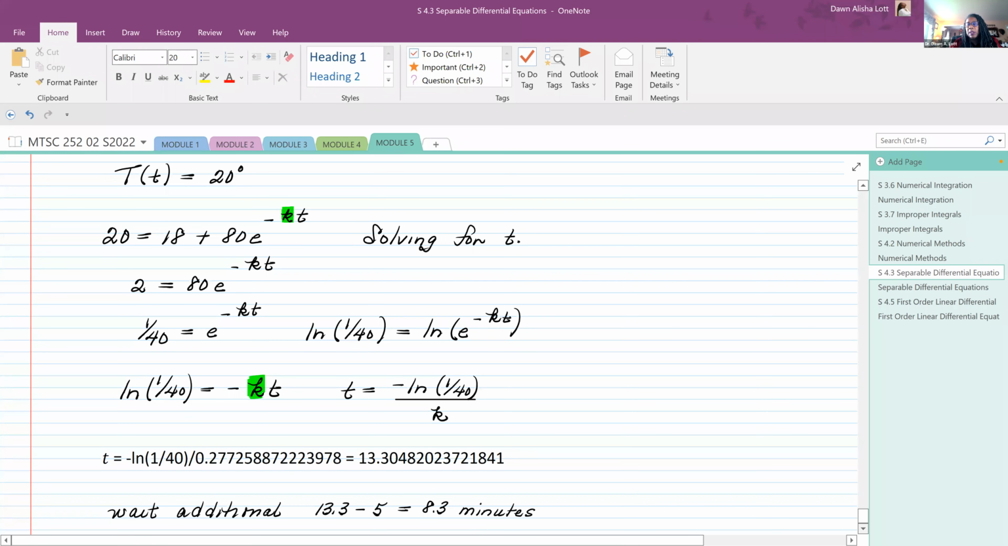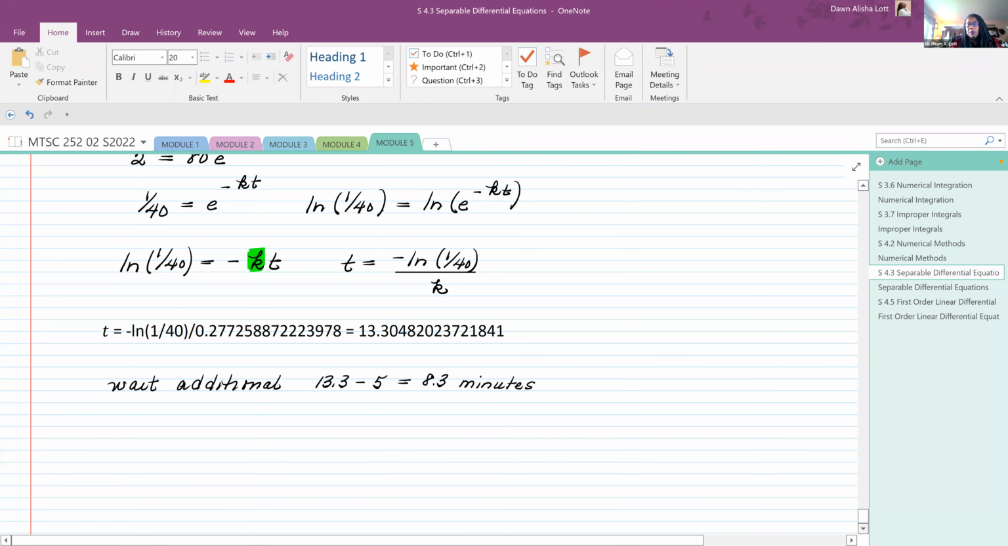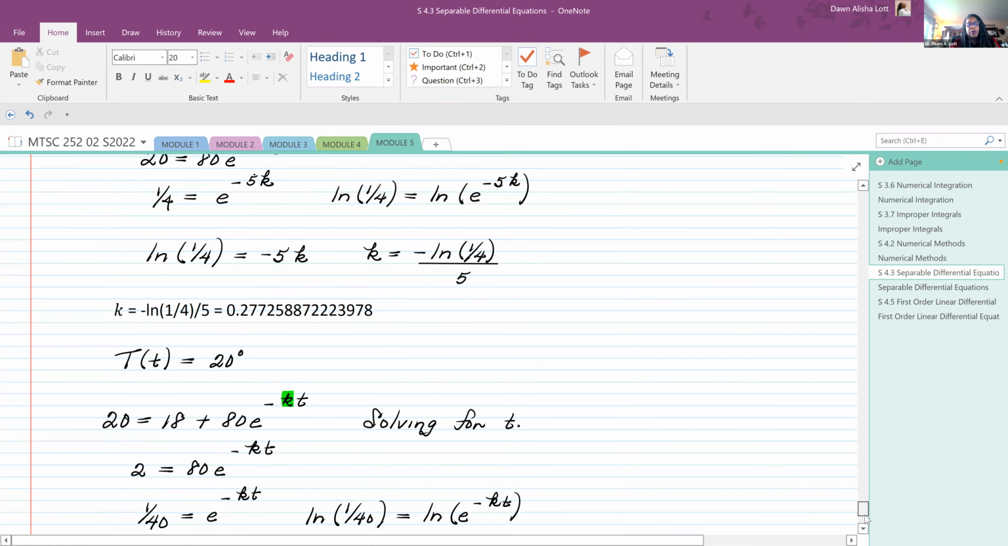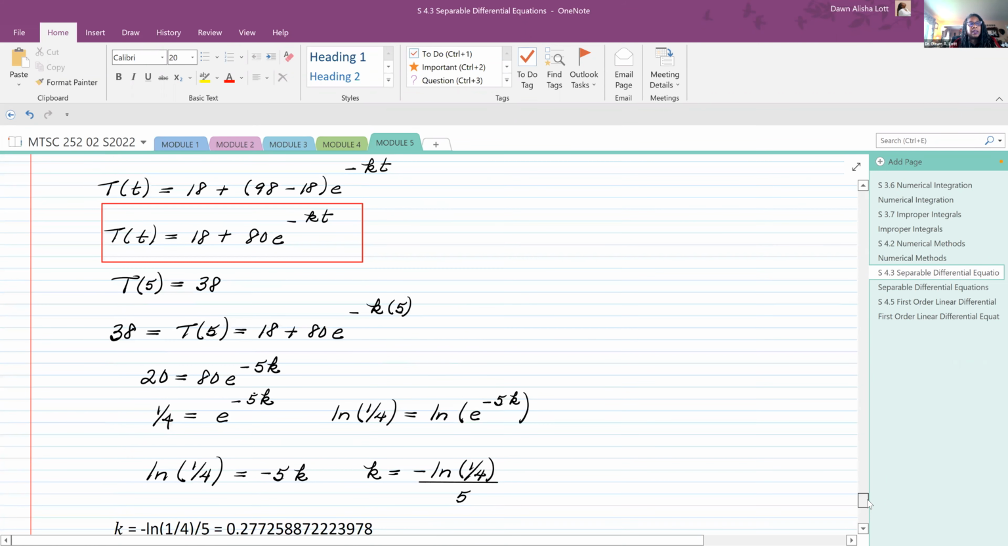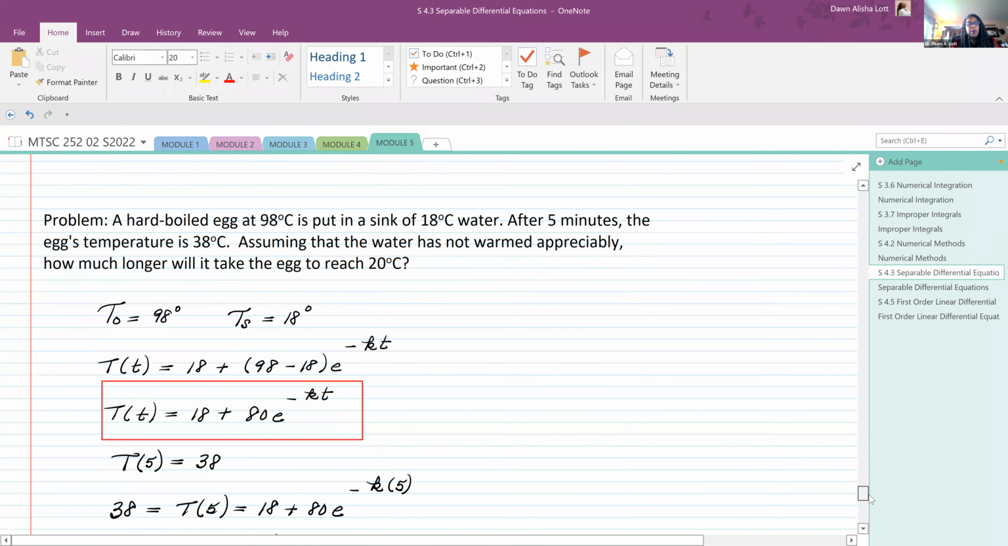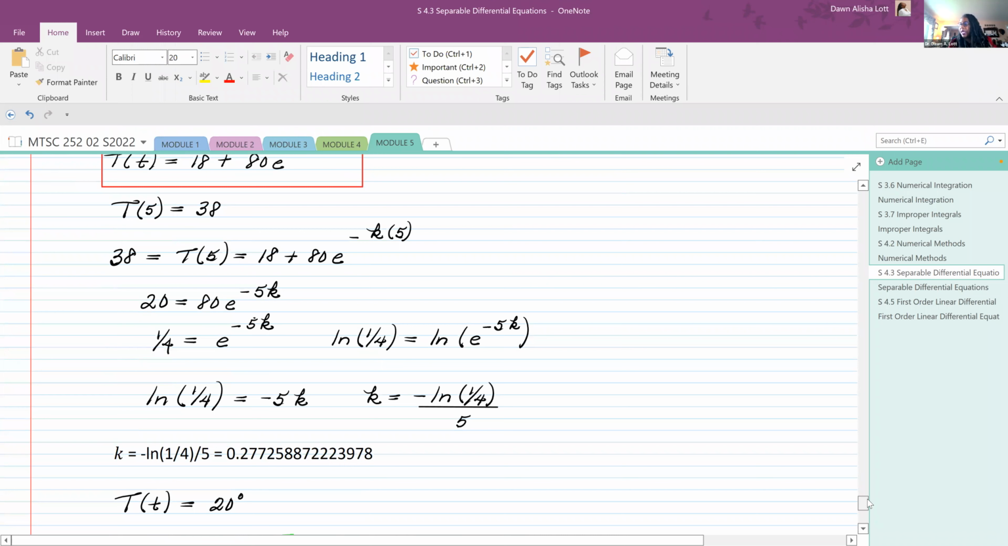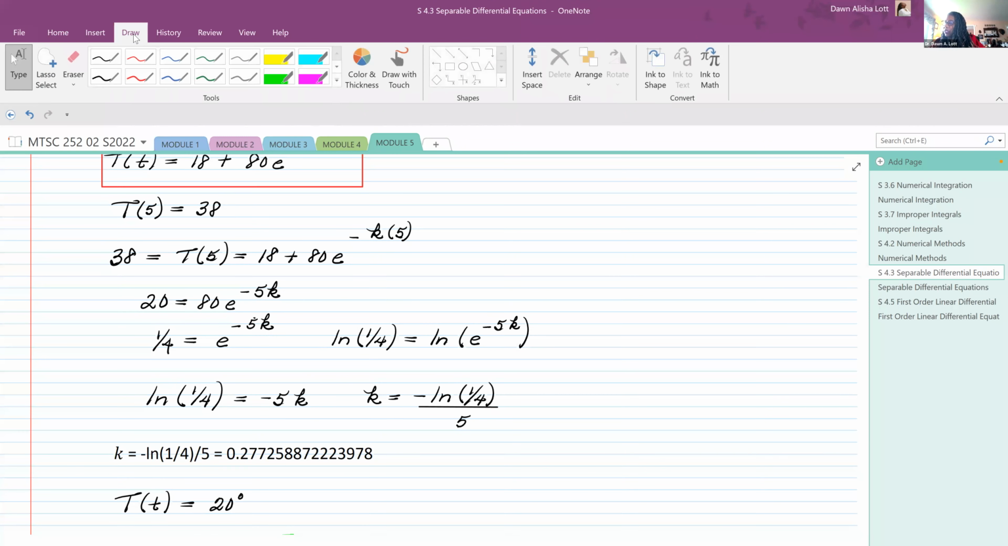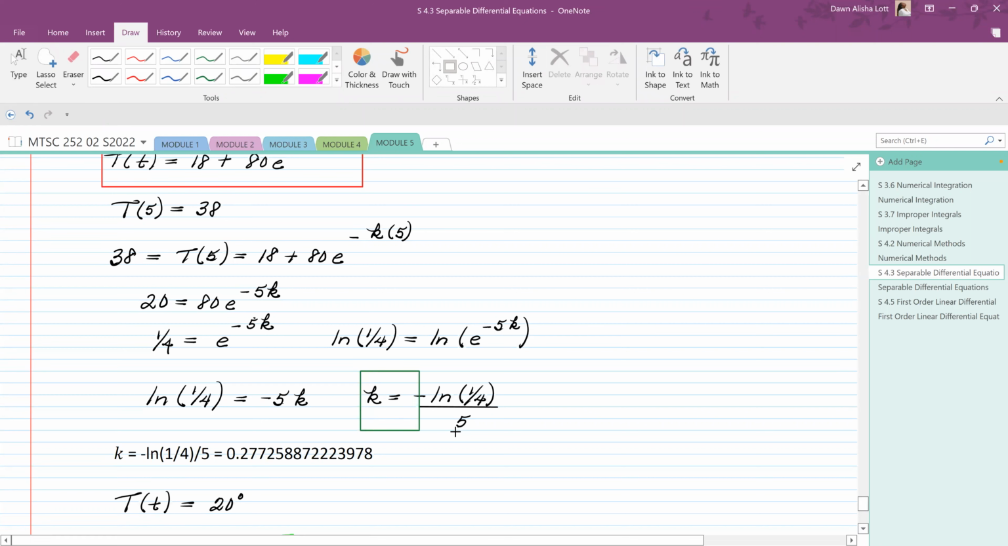Okay, so in the other class, the student said, well, Dr. Lott, how are we going to do this if we're on the test? Because we don't have calculators. So let me show you how to do this if you were on a test. You would do exactly what we did, but when you got down to k here, you would leave k just like it is. So at this stage, here's your k.